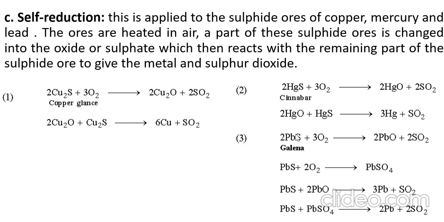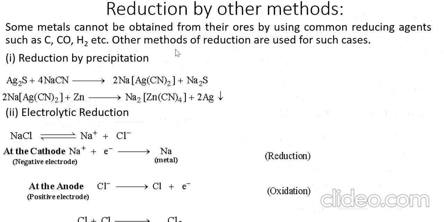And when you have lead ore in oxygen, you can have finally what? Lead, after a process of reactions, you can finally have pure lead. Then reduction by other methods. Here, if it cannot be reduced by other reducing agent and carbon, you can use this. Reduction by precipitation, by adding sodium cyanide, and you can see with the following reactions, you can finally have silver, assuming the ore is a silver concentrated ore.